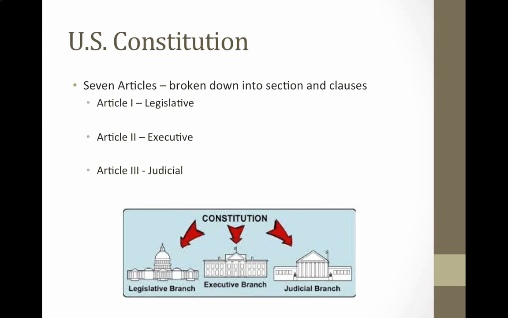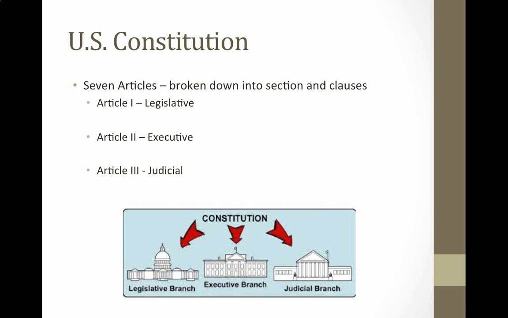Article 2 of the Constitution is all about the executive branch, and the executive is the president, the vice president, and then all the bureaucratic agencies, executive agencies. The executive branch is responsible for enforcing the laws. And then Article 3, you'll see that's the Supreme Court. The judicial branch is the court system that we have, and they are responsible for interpreting the laws.